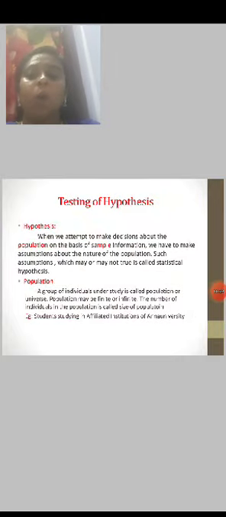Now what is testing of hypothesis? Hypothesis testing is a statistical method which is used to make inference and draw conclusions about a population based on sample data. Now what do you mean by population? Population means a group of individuals or materials under study. Now what is a sample? A sample is a finite subset of the population.